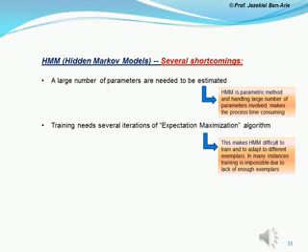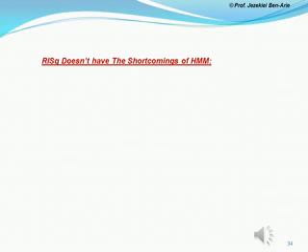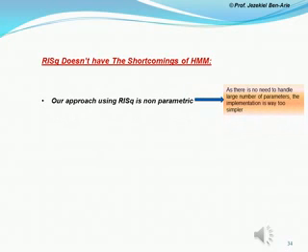RISC can be trained for any utterance in any language without the need to dissect words into phonemes and to train for each phoneme combination another hidden Markov model. In comparison, our RISC doesn't have these shortcomings of HMM. Firstly, unlike HMM, our approach is non-parametric. As a result, the implementation is way simpler, and we don't need to train and handle a large number of parameters.